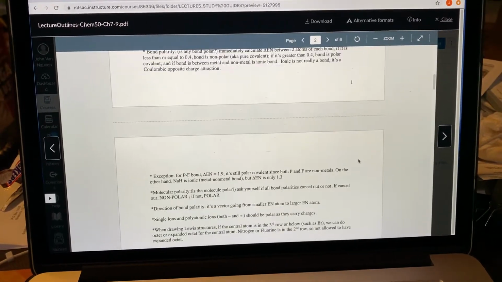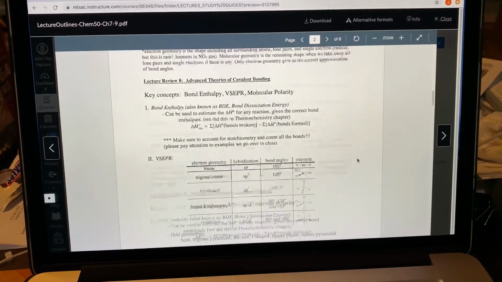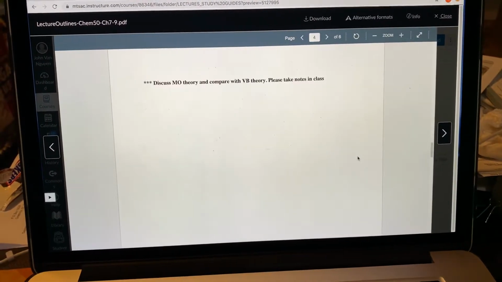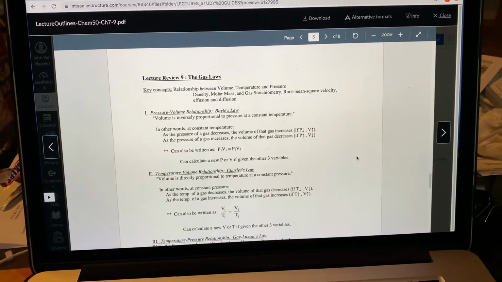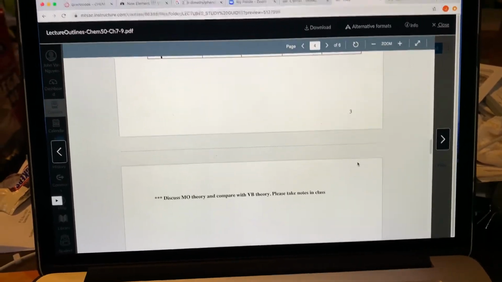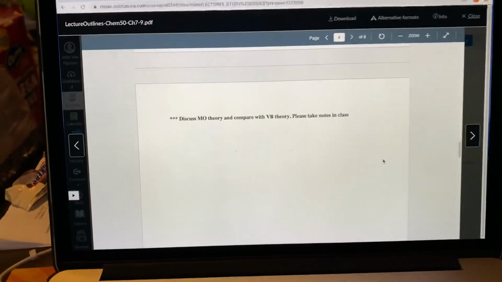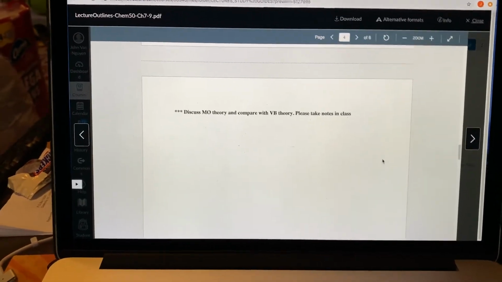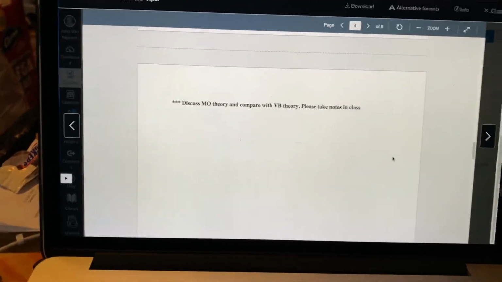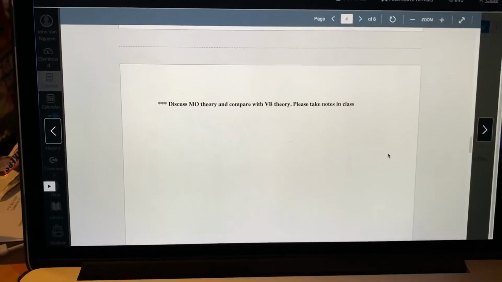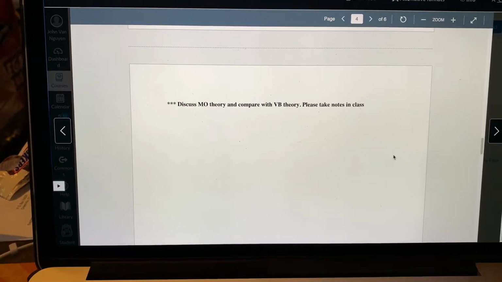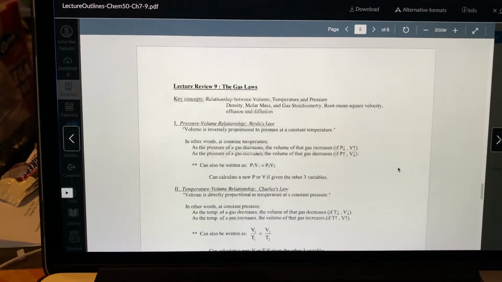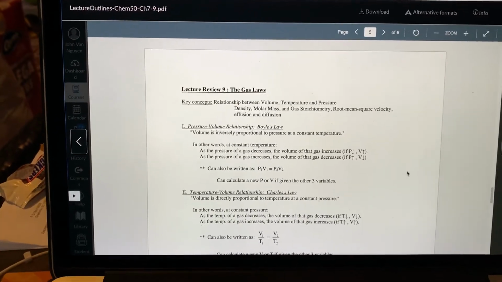I think that's it for chapter 7 and chapter 8. Only one last thing is called MO theory, molecular orbital theory, and we can get that on the next meeting, before we move on to the next chapter, which is the gas laws.